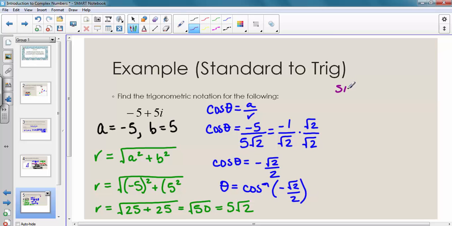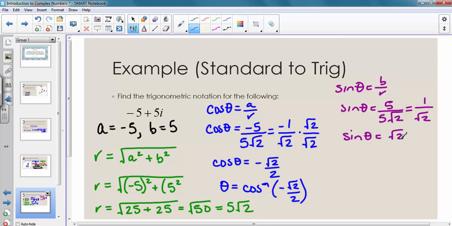Then I also have sine of theta equals B over R. So sine of theta equals B, which is 5, over R, which is 5 root 2. Again, my 5's cancel out, and I'm left with 1 over square root 2. Multiplying both the numerator and the denominator by root 2, as we just did, I get root 2 over 2. So I'm looking for a theta that equals sine inverse of root 2 over 2.